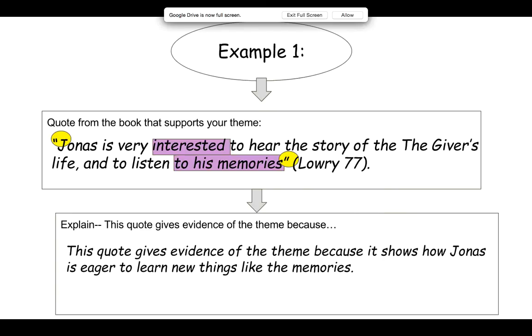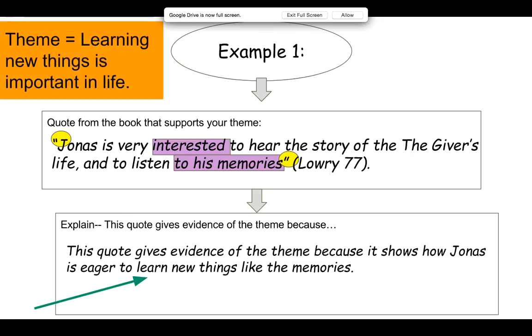memories. When I look back at this explanation, I notice the word learn. Learn is a word from my theme, learning new things. If I double check my theme, look at the orange box up on the top of the screen here. My theme was learning new things is important in life. My explanation talks about learning new things.